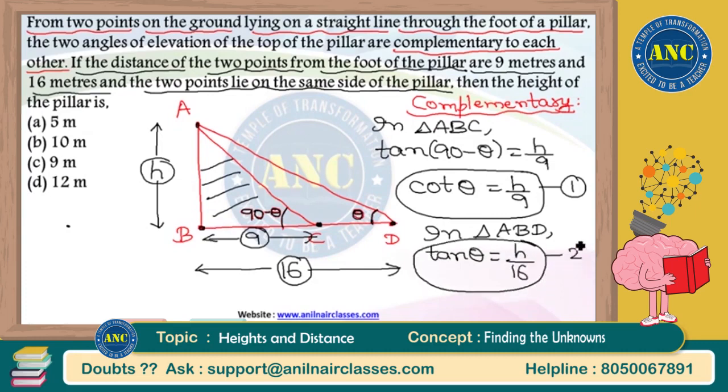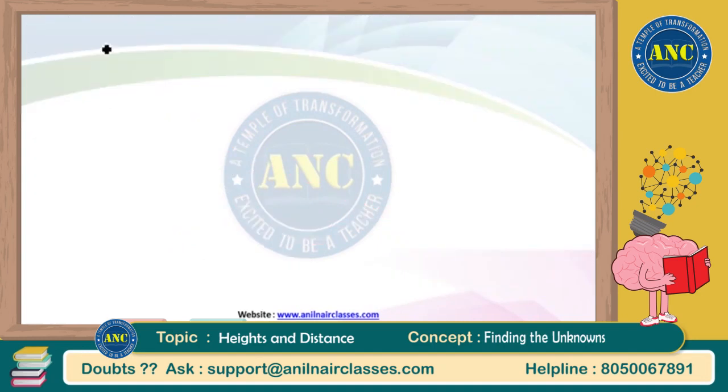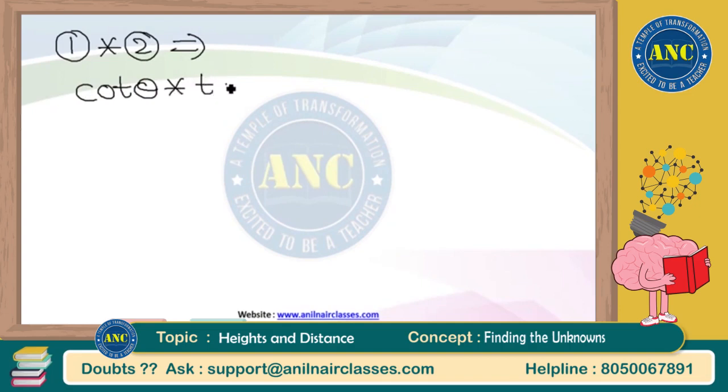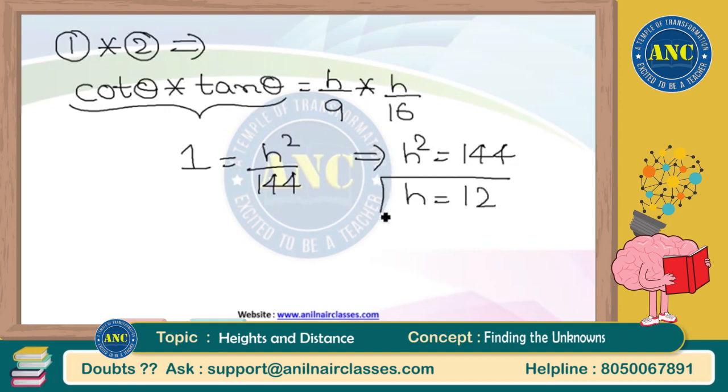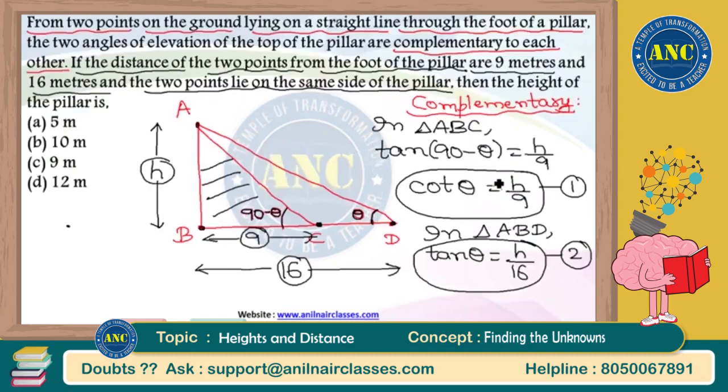Now, equation 1 and equation 2 I have. If I multiply these two equations, the left hand side of the first equation is cot theta, and the left hand side of the second equation is tan theta. The right hand side of the first equation is h by 9, and the right hand side of the second equation is h by 16. So cot theta into tan theta is 1. Then h into h is h square, and 16 into 9 is 144. h square is 144, so h is plus or minus 12. But height cannot be minus 12. So the value of h is equal to 12.